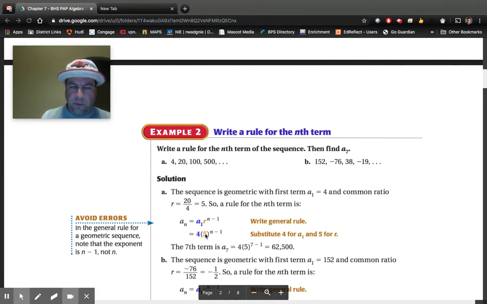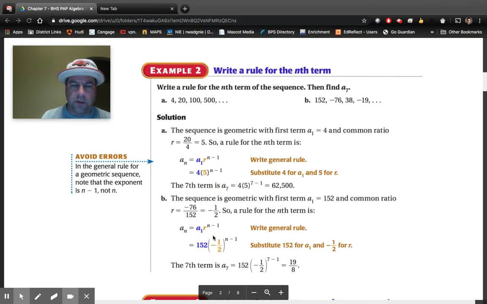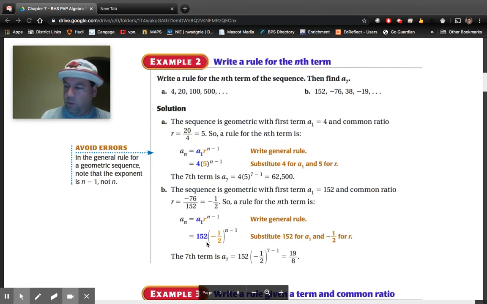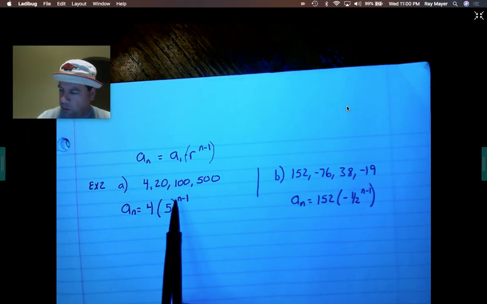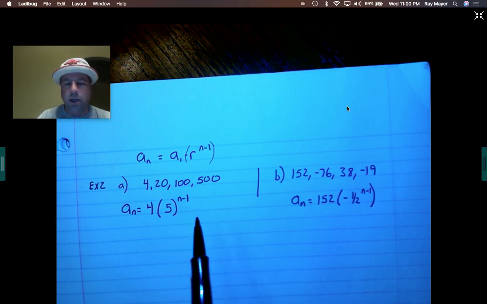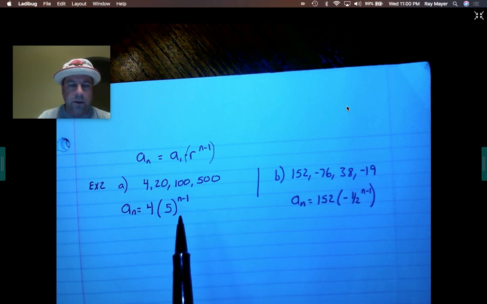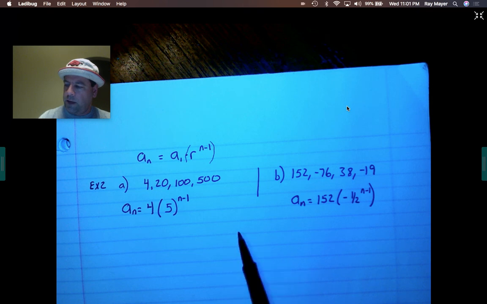There's the answer to the first one there. They put those parentheses around there. I kind of like that a little bit better than that multiplication symbol. And then here's the second one: 152, negative 1/2, n minus 1. And now I'm supposed to find the 7th term. Well, to find the 7th term, you just plug in 7 and plug and chug, and you probably need a calculator for that. Okay, so get you a calculator for that. That's fine.